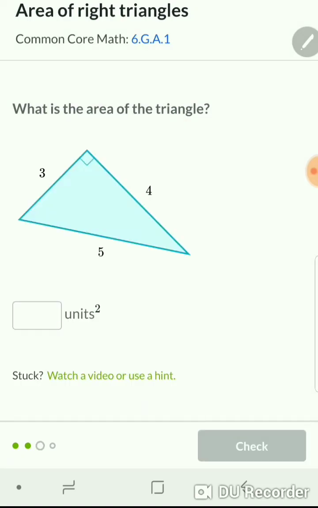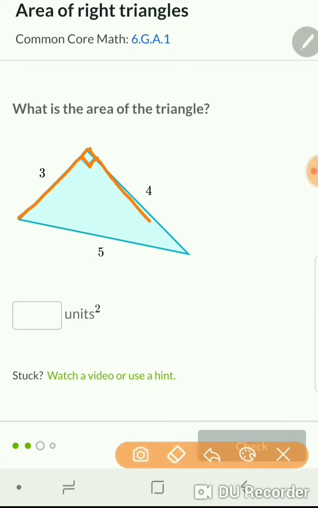Another one. Same situation. Here's my right angle. That means that the two sides that make the right angle are your base and your height. I'm going to call 3 the base and 4 the height. The reality is those are interchangeable, but what we do need to know is that the 5 is a distraction because it does not form a right angle with any of the other sides.